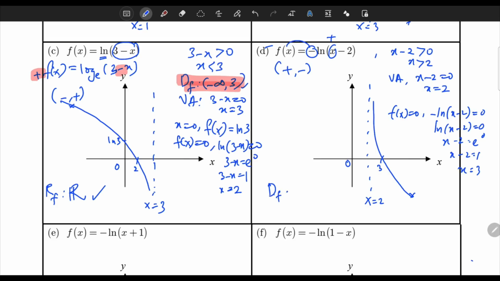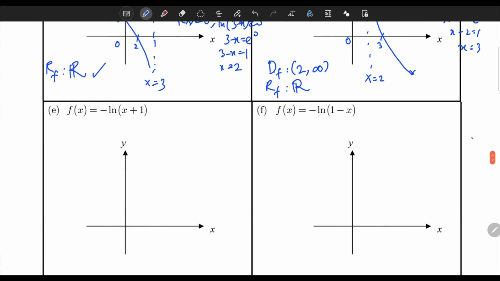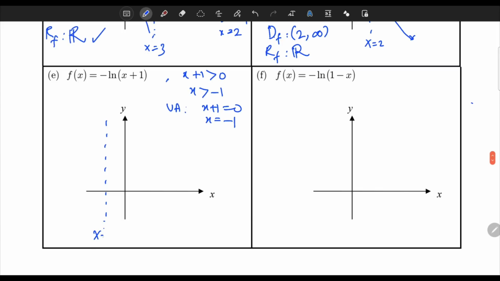Alright, so domain. So I choose to write the domain here instead of up there. So the domain will be 2 to infinity. So range will be real numbers. Okay, next. E, f(x) equals negative of ln(x plus 1). So again, x plus 1 greater than 0. So x greater than negative 1. Okay, for vertical asymptote, x plus 1 equals 0, x equal to negative 1. So this is your x equal to negative 1. So x, negative 1. Make sure you label.